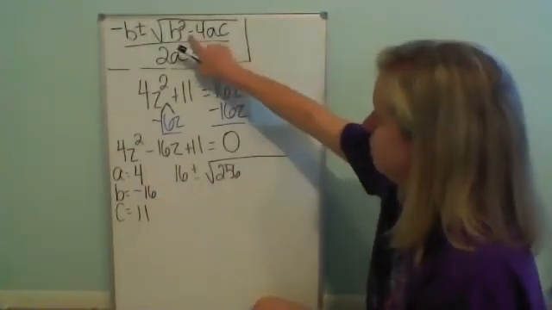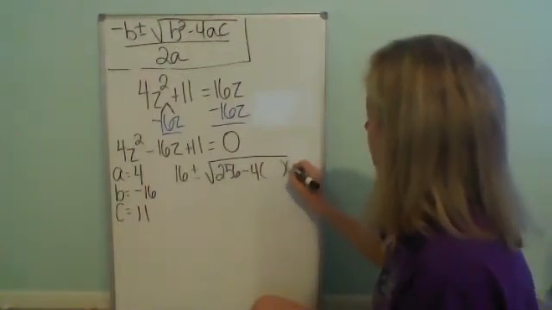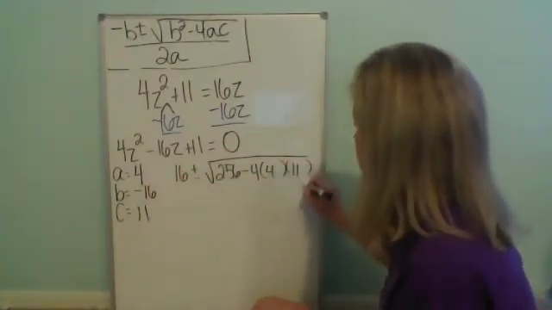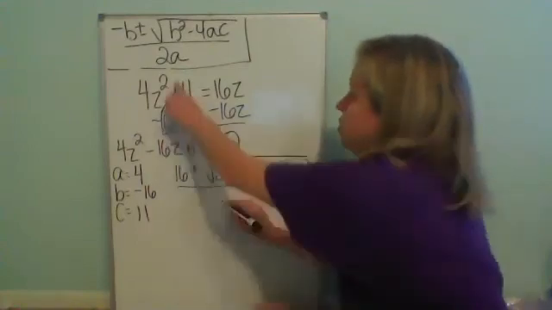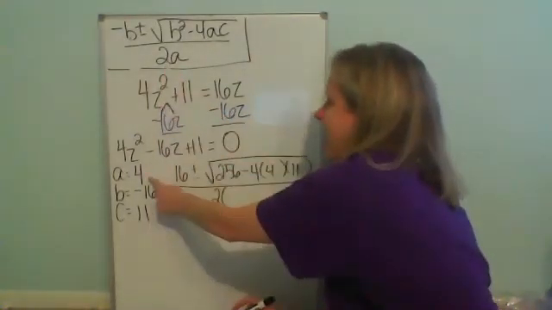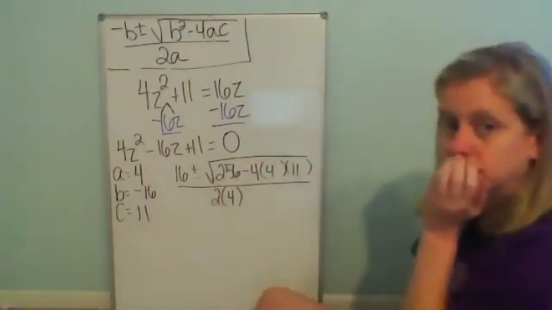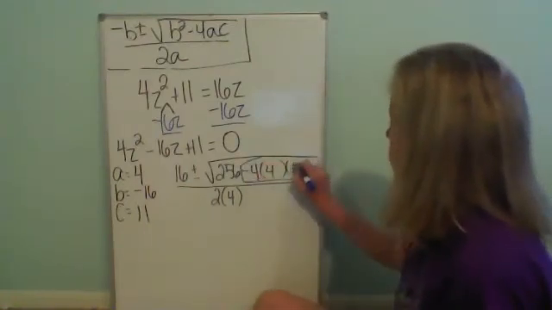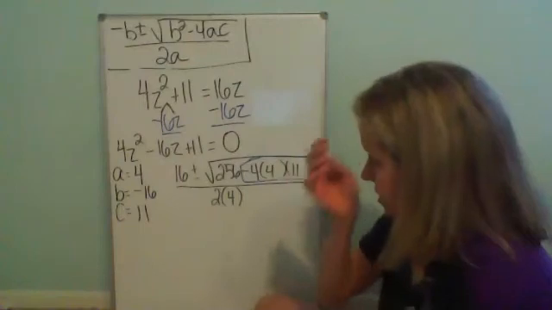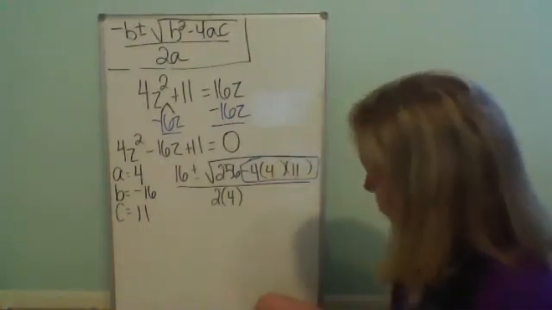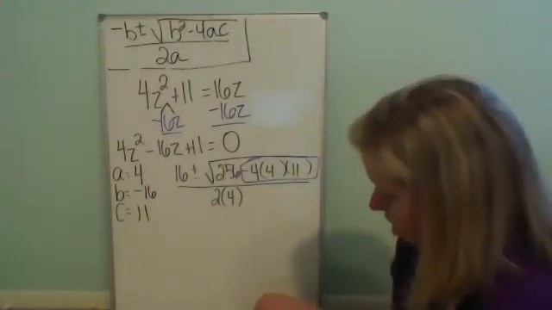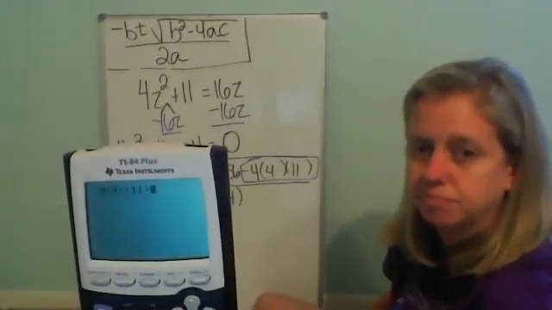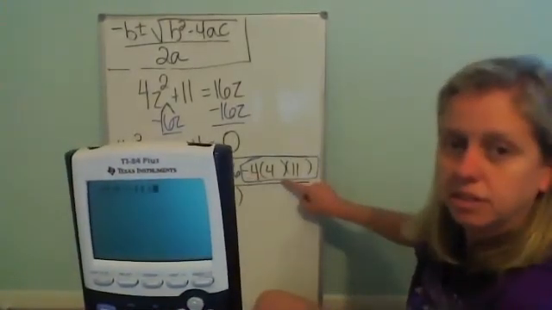What comes after that? Negative 4. And then your A and your C. What's A and C? 4 and 11. All over. Your denominator is always 2 times whatever A is. In this situation, A is 4. After you plug in, remember it's negative 4 to the end right there. And again, you type it in exactly like you see it. So negative 4, open parentheses 4, close, open parentheses 11, close. So again, it's exactly like you see it right here in your calculator.